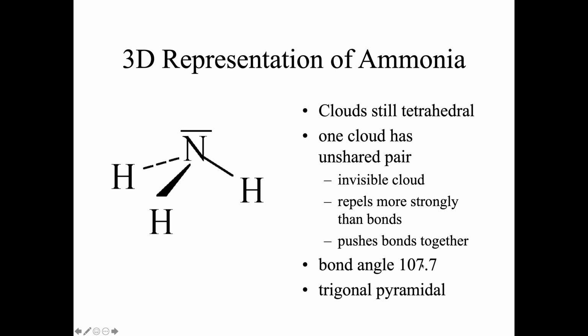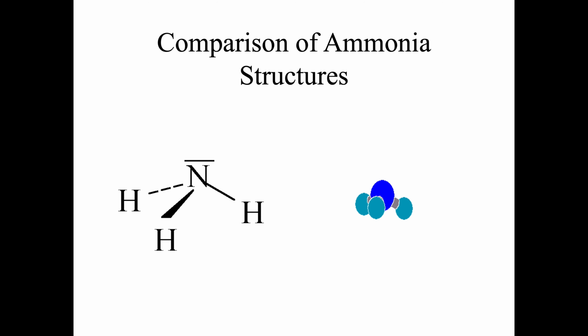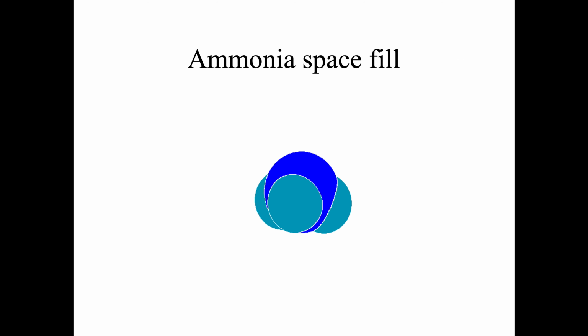Now why is the bond angle a little smaller? Remember a tetrahedron was 109? That's because an unshared pair is really a short, fat cloud like this, and so it's going to repel a little bit more, whereas these pairs of electrons are attracted to 2 nuclei. Imagine if you took a rubber band and stretched it between your 2 fingers versus just holding it on 1 finger. So it repels a little bit more. There it is side by side, and there is a space fill.